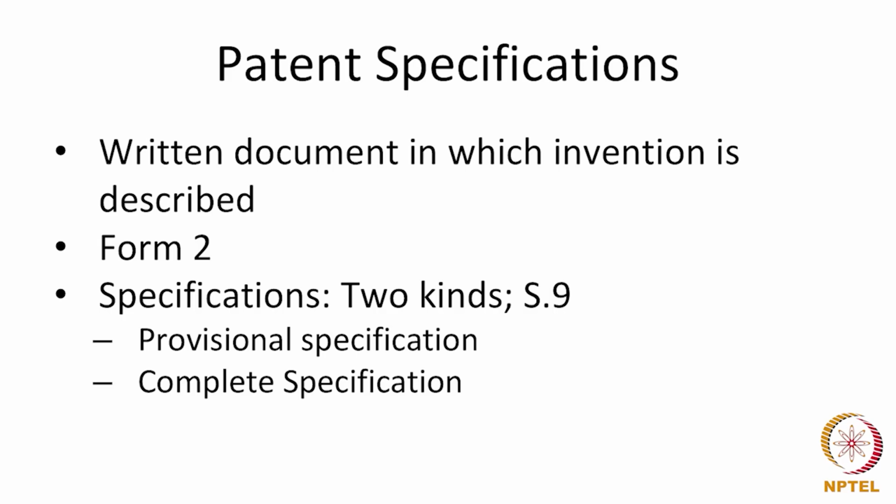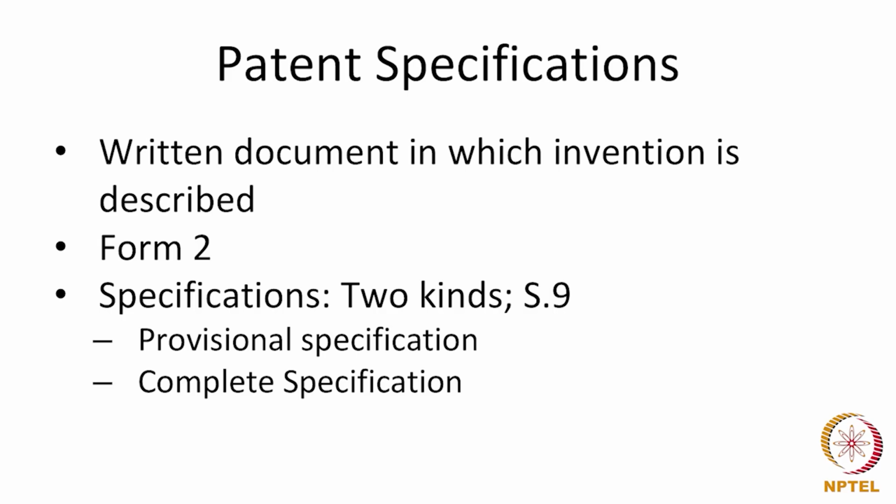So, the structure of Form 2 is different. So, when we say a patent specification, we are talking about the document that is encompassed in Form 2 of the patent rules. Patent specifications are broadly of two types. Section 9 talks about two types of patent specification, provisional and complete.